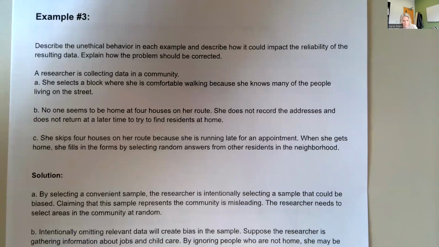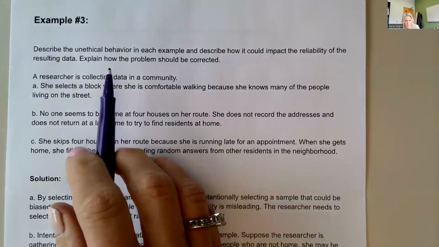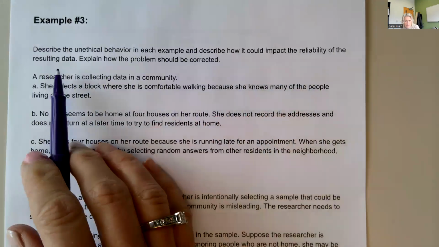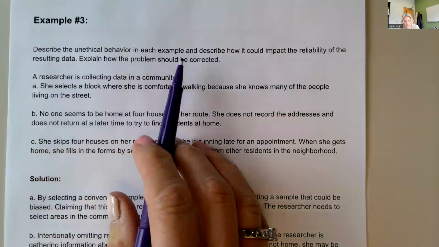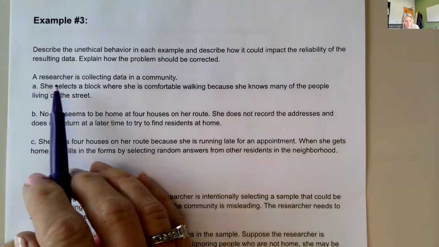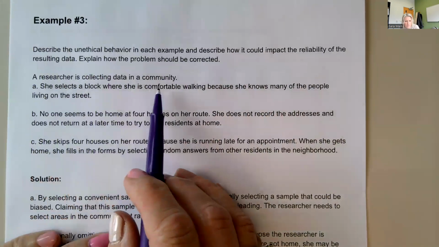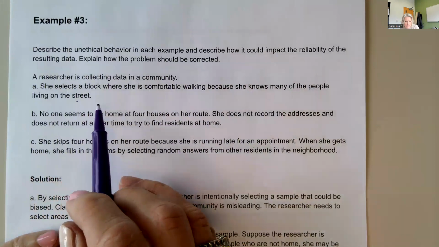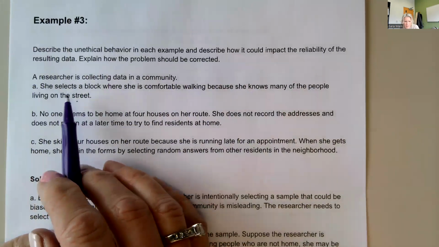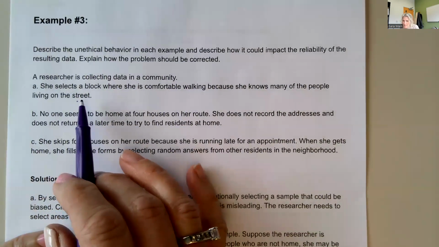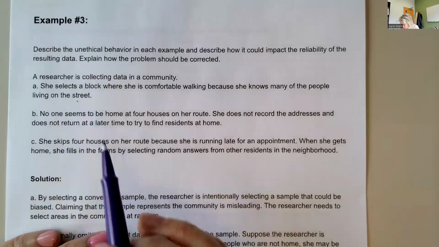So let's look at an example here. It says, describe the unethical behavior in each example and describe how it could impact the reliability of the resulting data. Explain how the problem should be corrected. So it says, a researcher is collecting data in a community. She selects a block where she is comfortable walking and because she knows many of the people living on the street. Well, that might not be good because those people that know her may give a response different than their honest response on something because they know her.